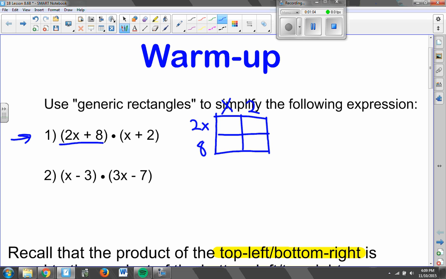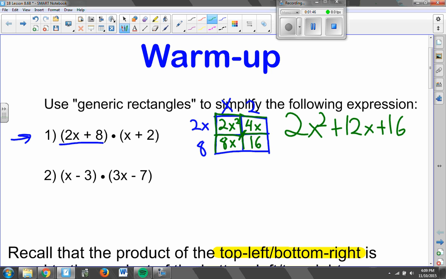Now in the generic rectangle, I'm going to multiply each length and width to find what goes in that box. I know for the top left box, 2x times x will give me 2x squared. Top right box should be 2x times 2, which will give me 4x. Bottom left is 8 times x, which gives me 8x. And bottom right gives me 8 times 2, which is 16. Now I'll add all those together, combining the like terms here in the bottom left and top right, which will give me 2x squared, and then 8x plus 4x gives me 12x plus 16.